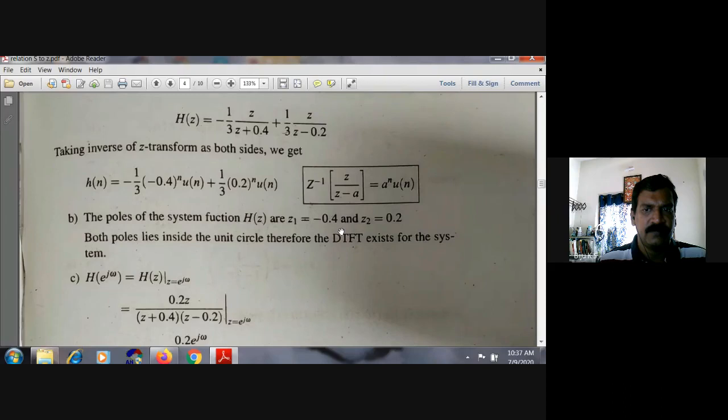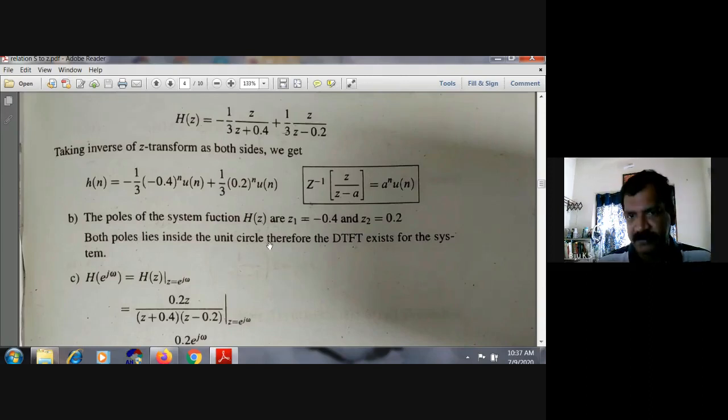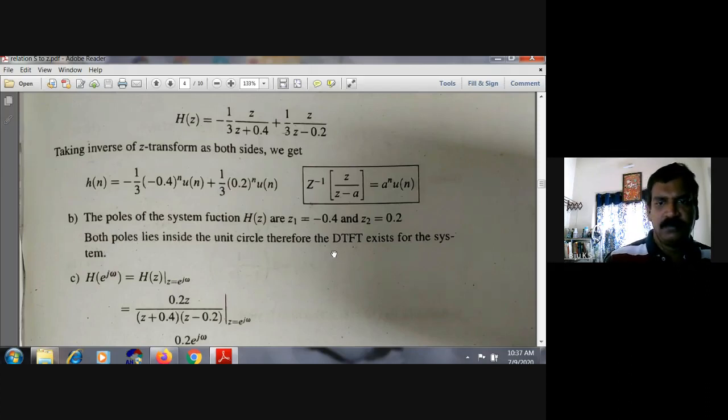And what is the criteria for stability? Stability says that in Z transform, if both the poles lie inside the unit circle, then the system is stable. Then only the DTFT exists. So if all the poles lie in the unit circle, then only the system is stable, and then only the DTFT of the system exists.